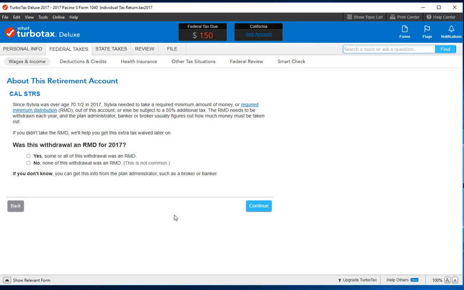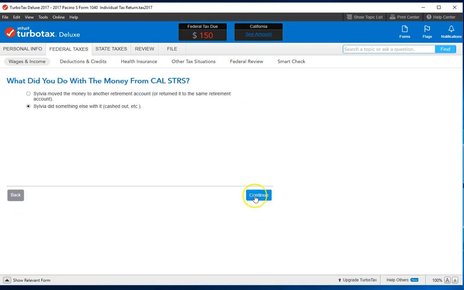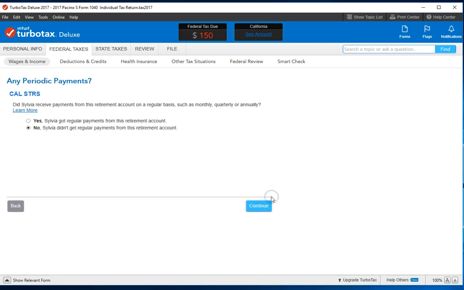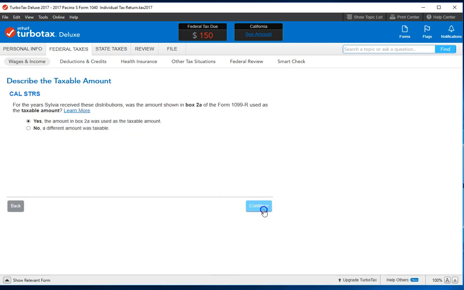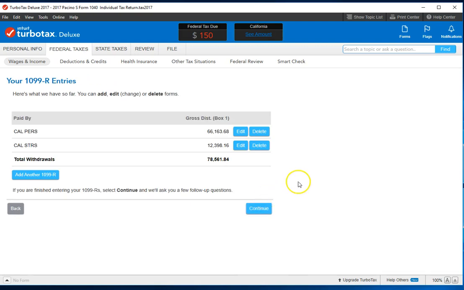Qualified plan. None of this was an RMD. And yes, these were regular payments. RMD stands for required minimum distributions. So we need to answer those questions to make sure that we don't have any additional distributions.